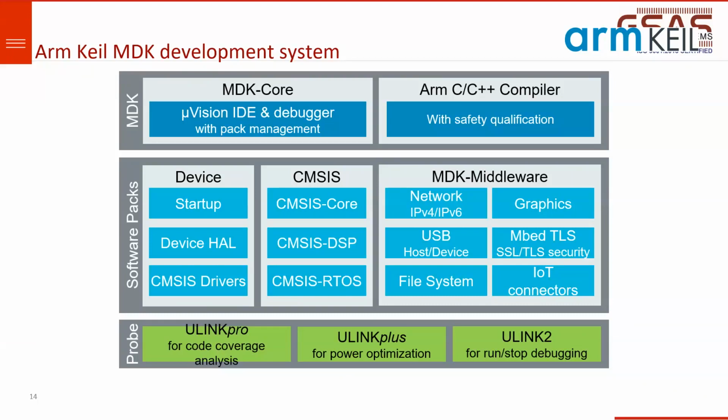IoT connectors. What are IoT connectors? If you are developing an IoT application, any device which sends data to the cloud is called an edge device. Connecting this edge device to the cloud is what IoT connectors do. Then we have JTAG probes for code coverage. We have ULink Pro. We have ULink Plus for power optimization, and ULink 2. These are all the various variants of the ULink debugger.